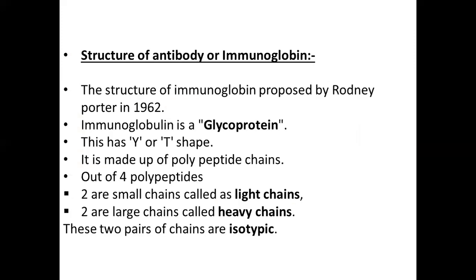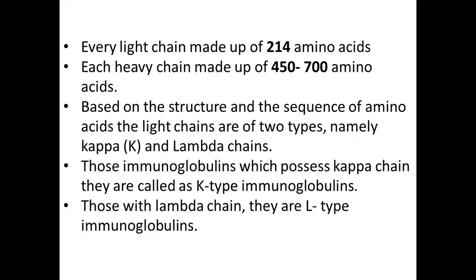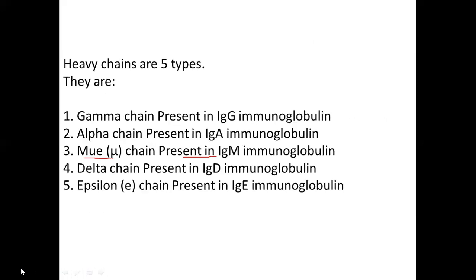This is the actual part, the structure of antibodies or immunoglobulins, light chains, heavy chains. This is the next slide. 214 amino acids in light chains, 450 to 700 amino acids in heavy chains, and it will be having either kappa or lambda light chains. Next, it will be having 5 types of heavy chains.